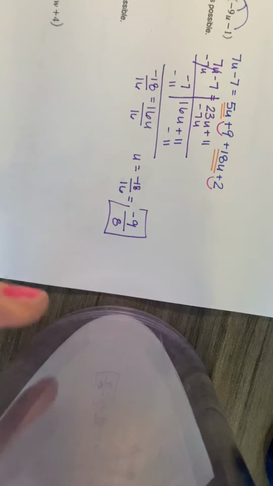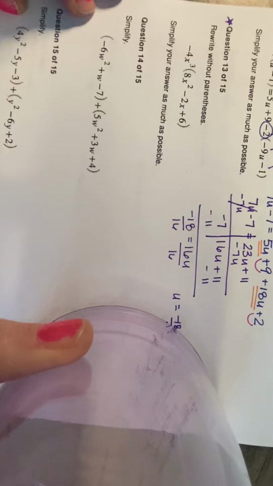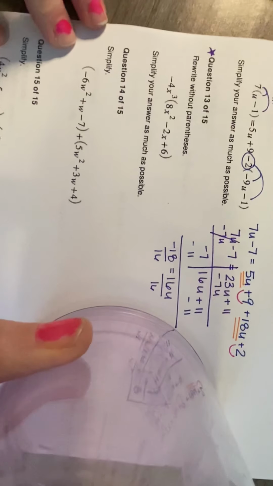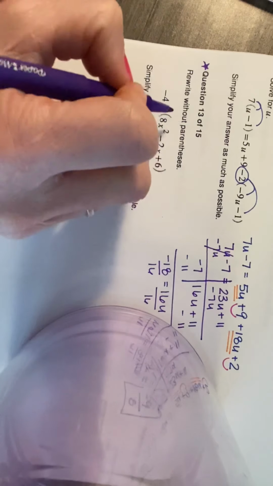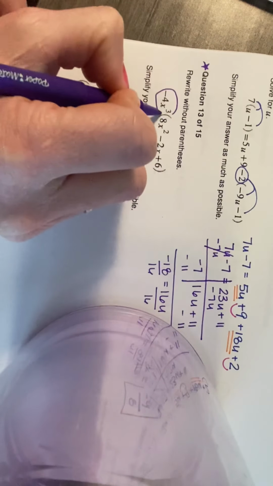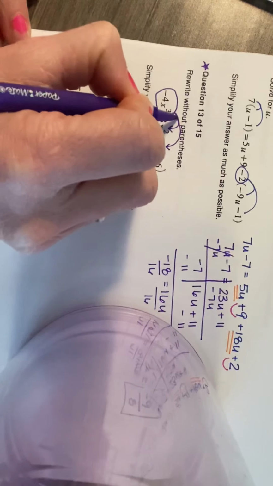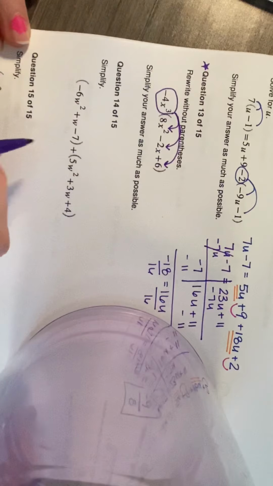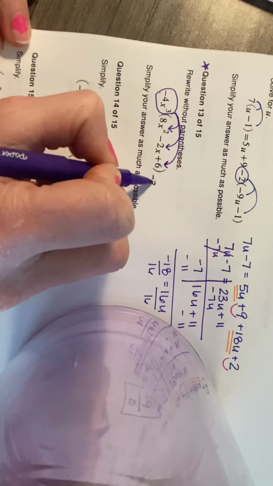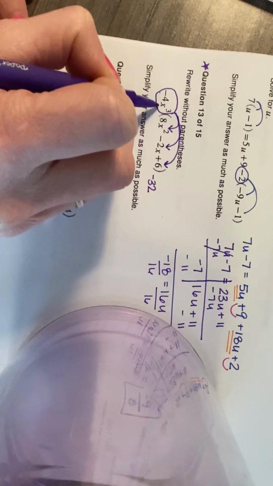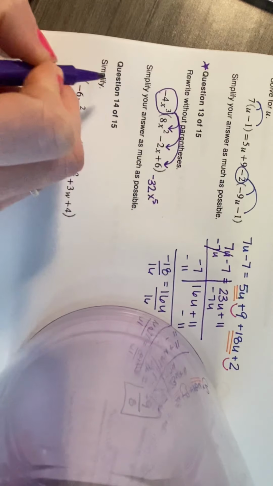All right, let's try one more. And then I'll set up vertically number 14 and 15 for you. But let's look at number 13. Number 13 says, write without parentheses. And what that means is that you're going to take this guy and you're going to multiply him to the 3 terms that are inside. So negative 4 times positive 8, that's going to give you a negative 32. I have 3 x's out here and 2 x's inside. 3 and 2 makes that x to the 5th.